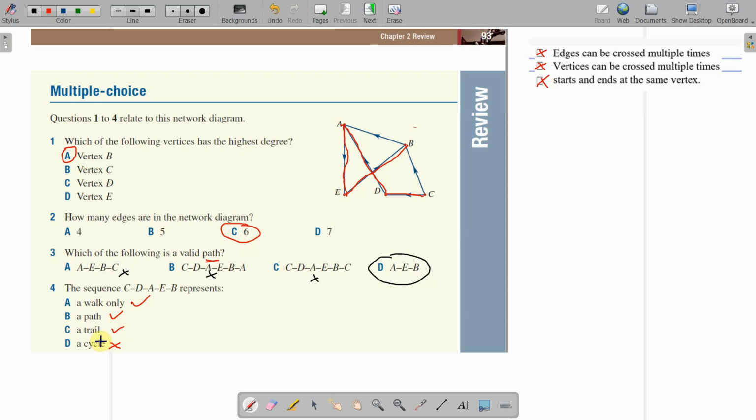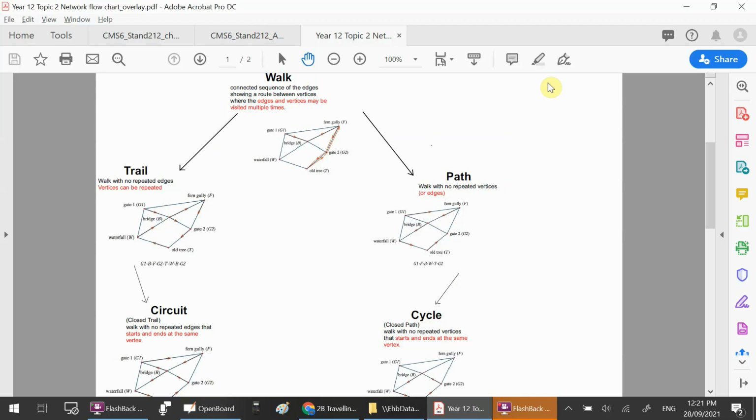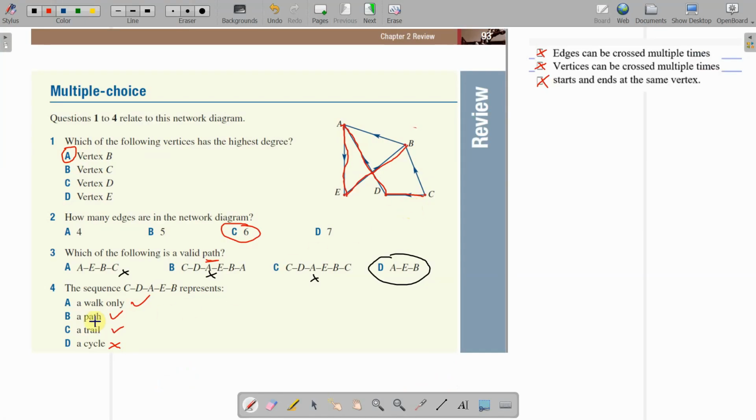But I'm now going to pick the most correct one. The one that all of this covers here. And because it says here the vertices and edges are only crossed once, we're going to go with the path. Vertices or edges, only once. So the path is the one.